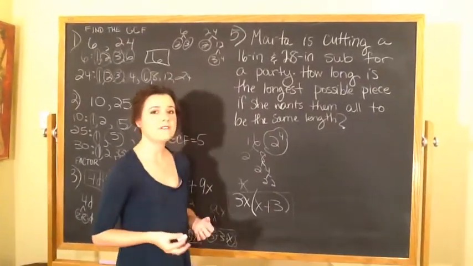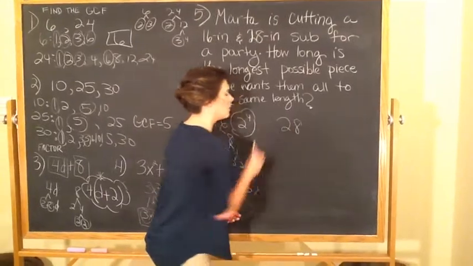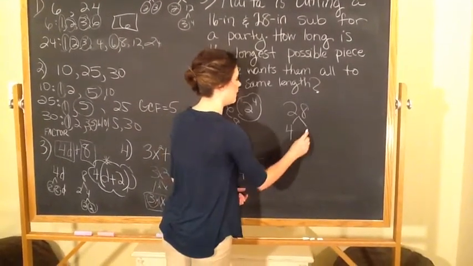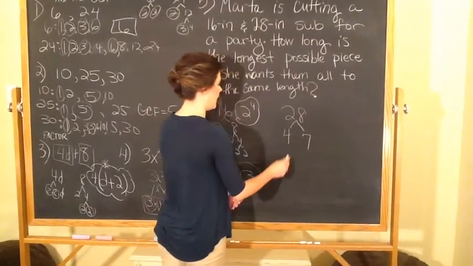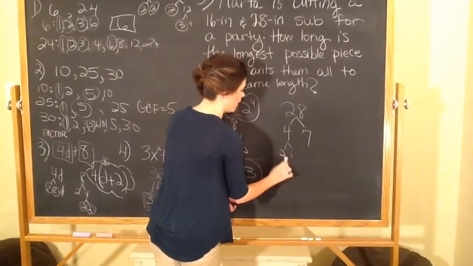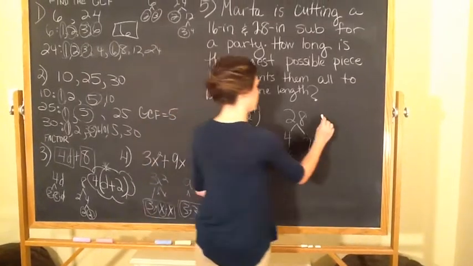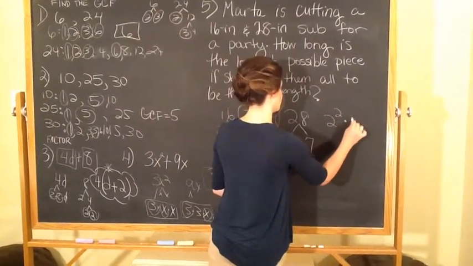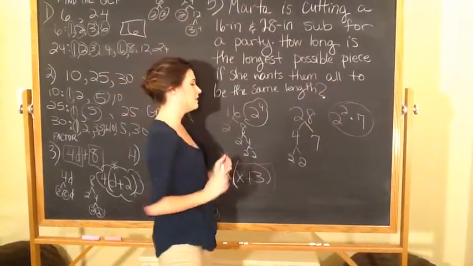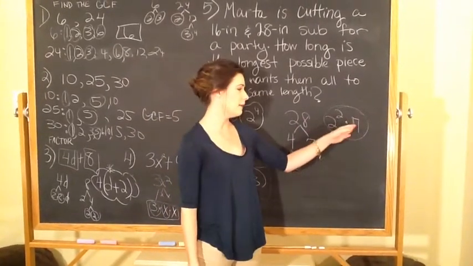Now we're going to find the prime factorization of 28. I'm going to write 28 up here, and we're going to break it down. What times what gives us 28? Well, 4 times 7 gives us 28. And then we have 4 as 2 times 2 here. So our prime factorization is 2 squared times 7. So the prime factorization of 16 is 2 to the 4th power, and the prime factorization of 28 is 2 squared times 7.